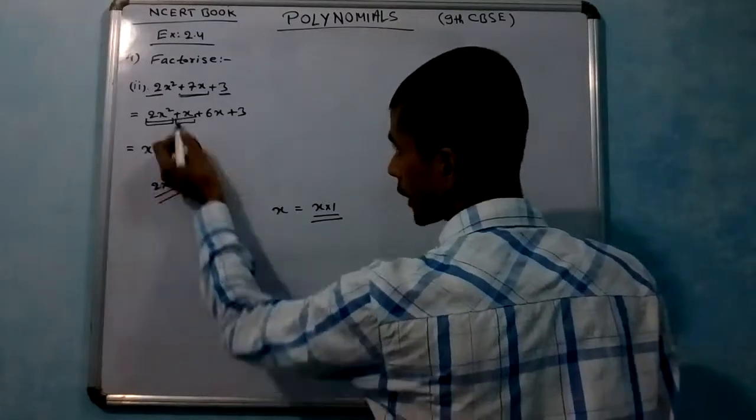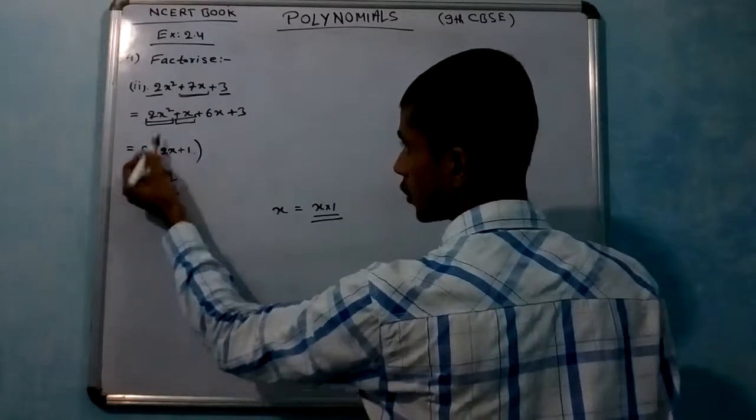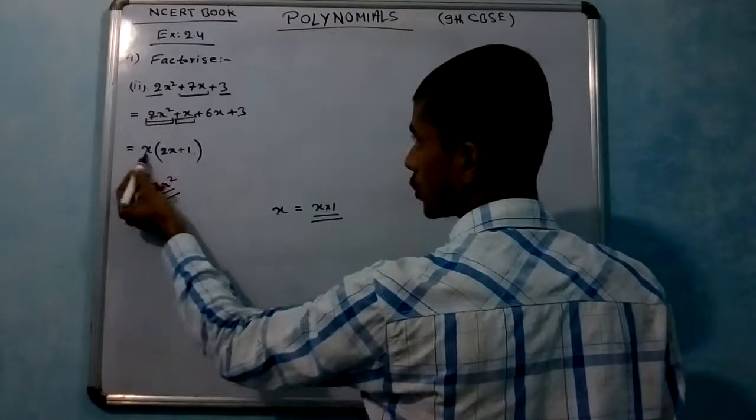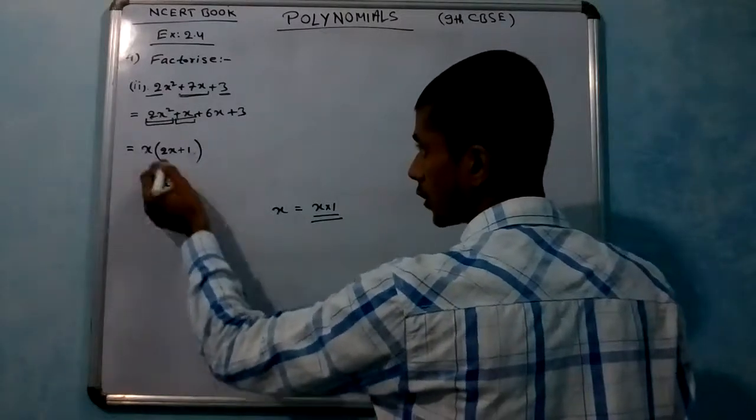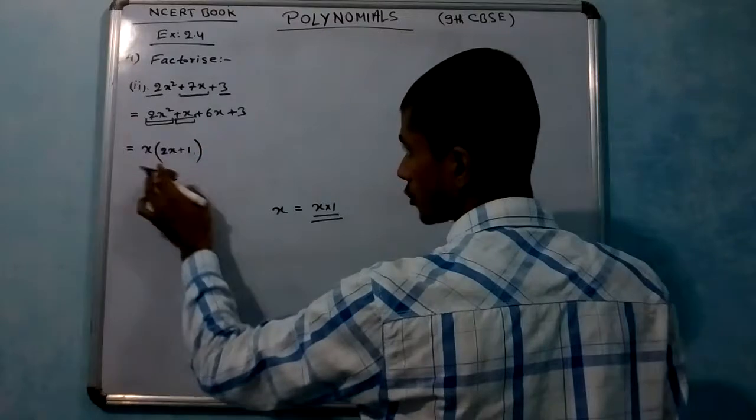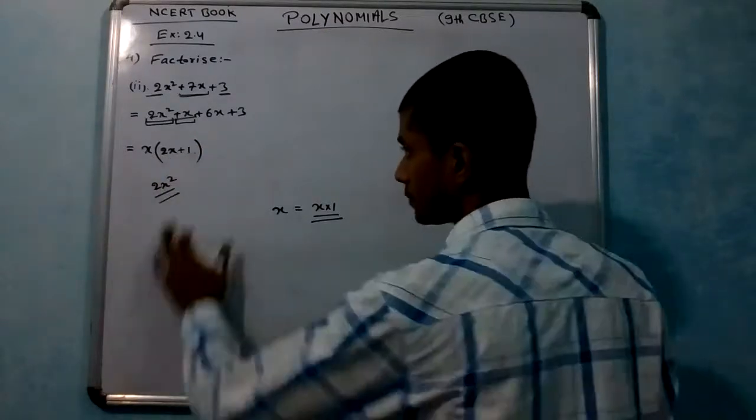Now you open the bracket, you will see the same two terms. See, open the bracket: 2x into x is 2x square, plus 1 into x is x. So we do not have to change the expression. That's why after taking the common terms outside we are left with 2x plus 1 inside the bracket.